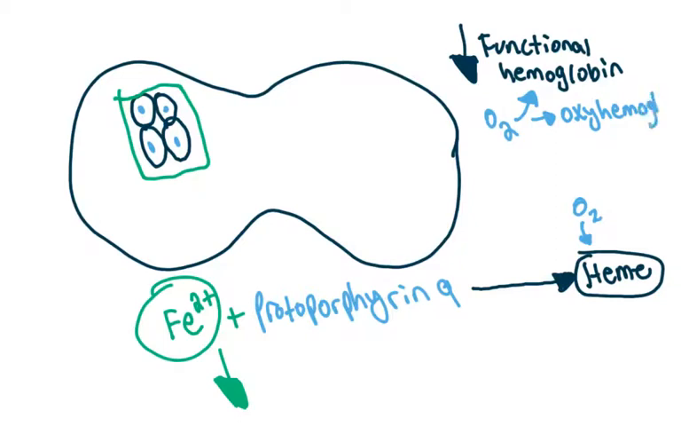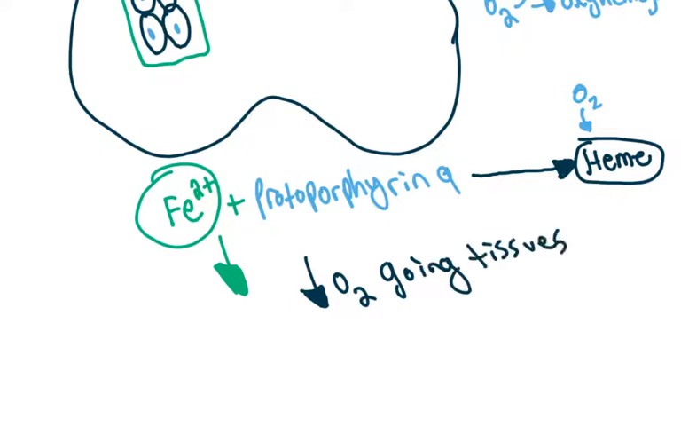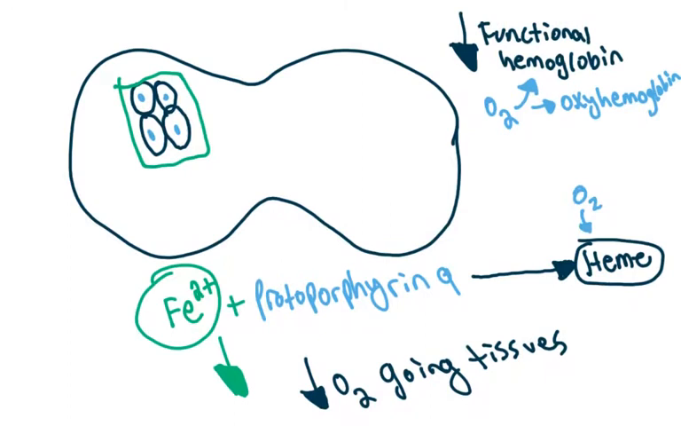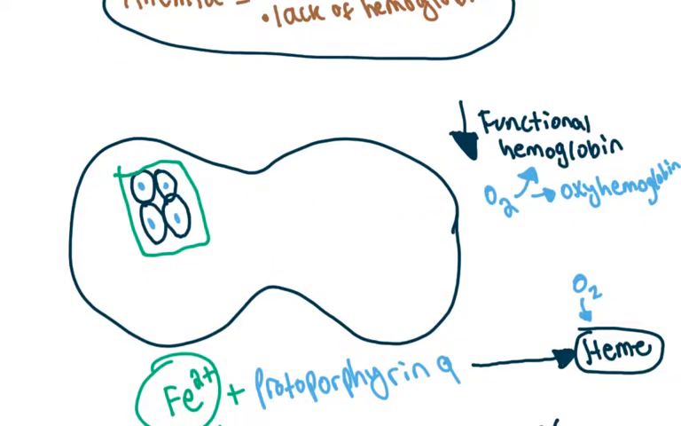But if we don't have enough functional hemoglobin, not enough oxygen can bind, so overall it's going to lead to a decreased amount of oxygen going to tissues and other parts of the body. So our muscle tissues, fat tissue, and all the other cells in our body that need an adequate amount of oxygen to survive.